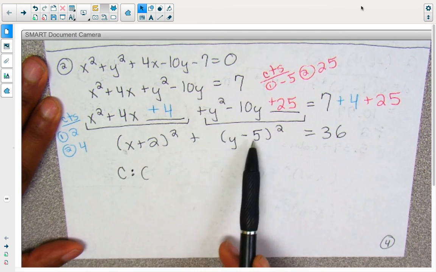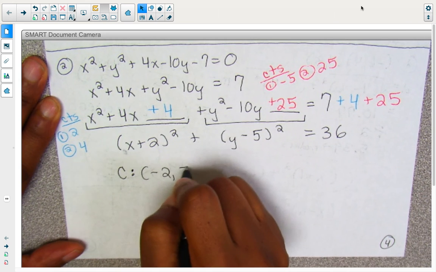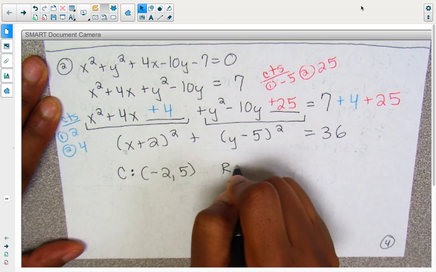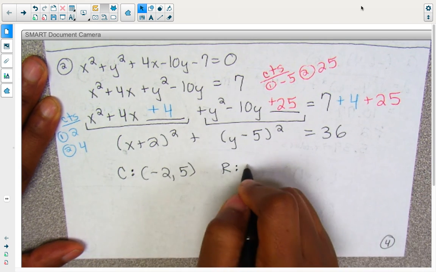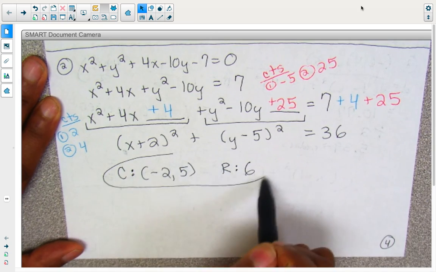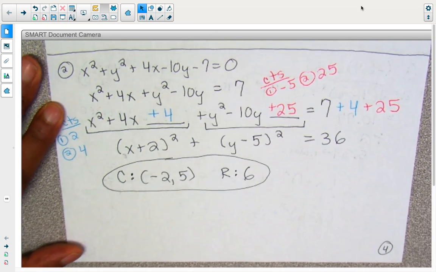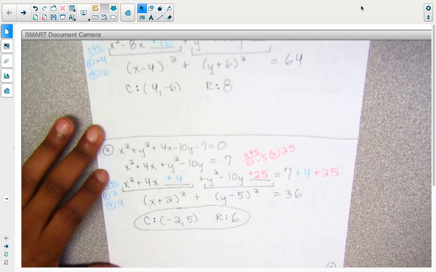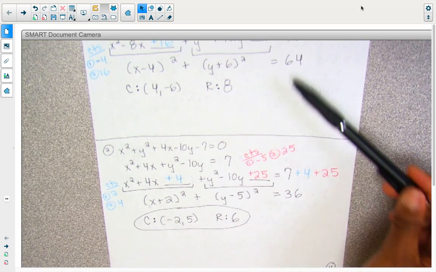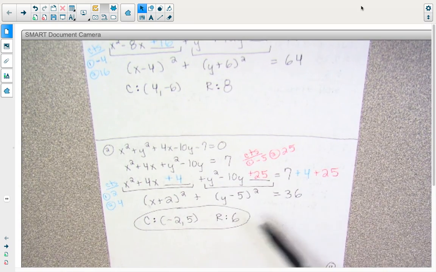My center is -2, 5. And my radius, square root of 36, is 6. So again, what I was saying before, the first two that we've done, let me zoom out just a little bit, turn out to be perfect square numbers. Square root of 64 is 8. Square root of 36 is 6.